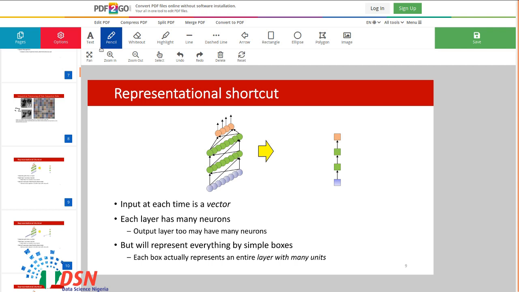Okay, now in order to represent things more simply, we represent the neural networks with these blocks, as you could see. So we represent the set of neurons with a block that is a more compact and easy way to represent them.